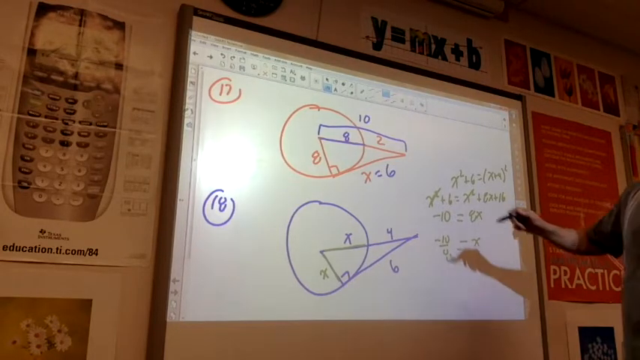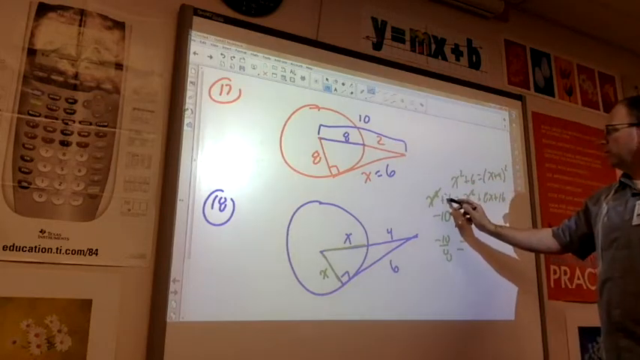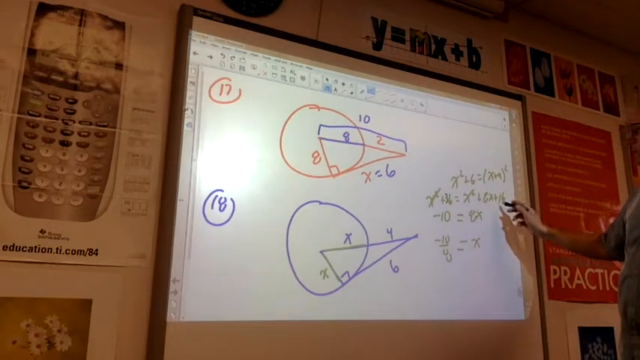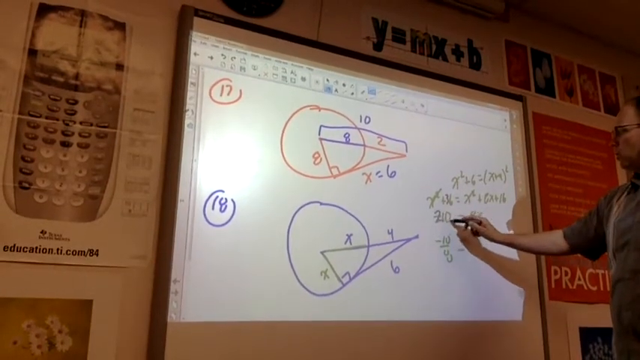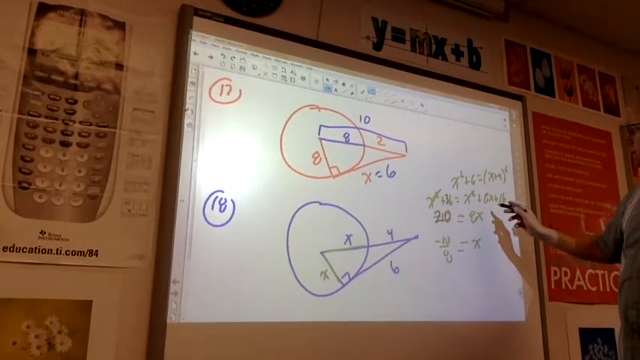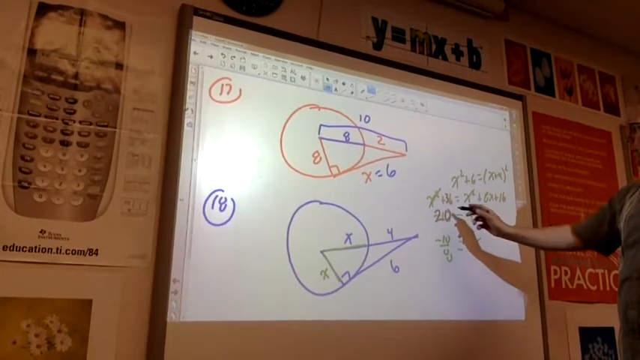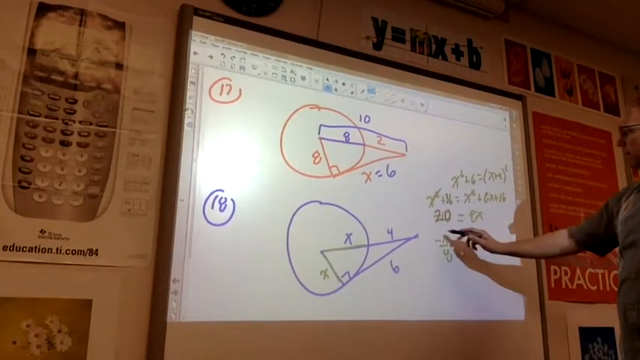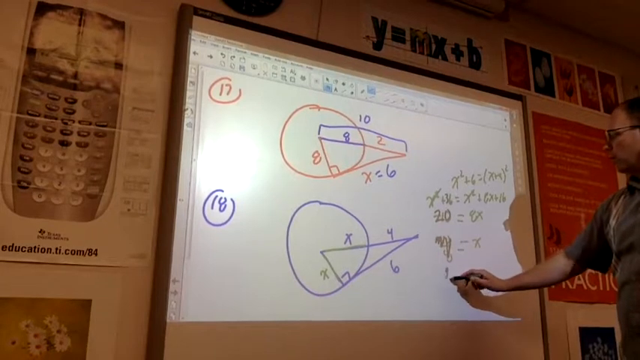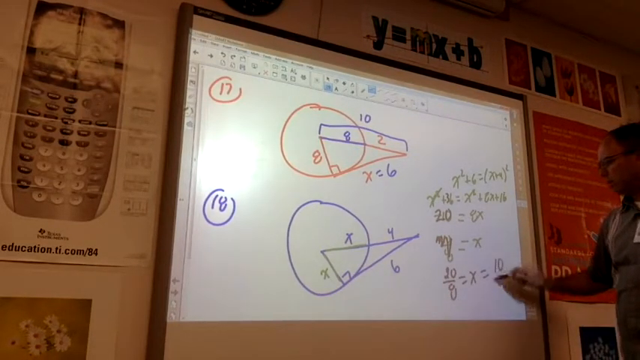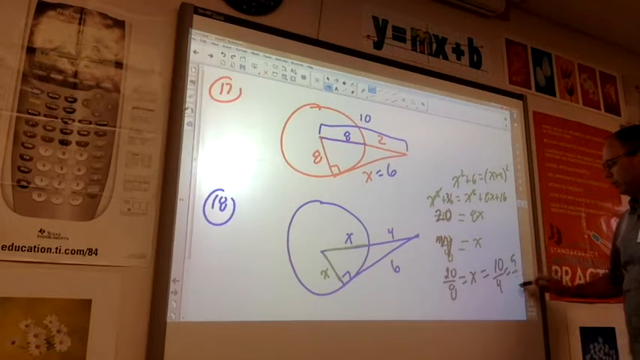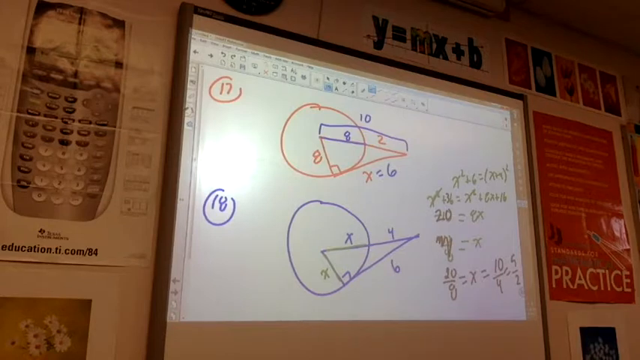Oh, there's my mistake. This should have been a 36. Because if I squared it, if I subtract that, I get this to become 20. Right? And this becomes 20 over 8, which reduces to 10 over 4, which is 5 over 2. Can you do 16? You see my mistake? Okay.